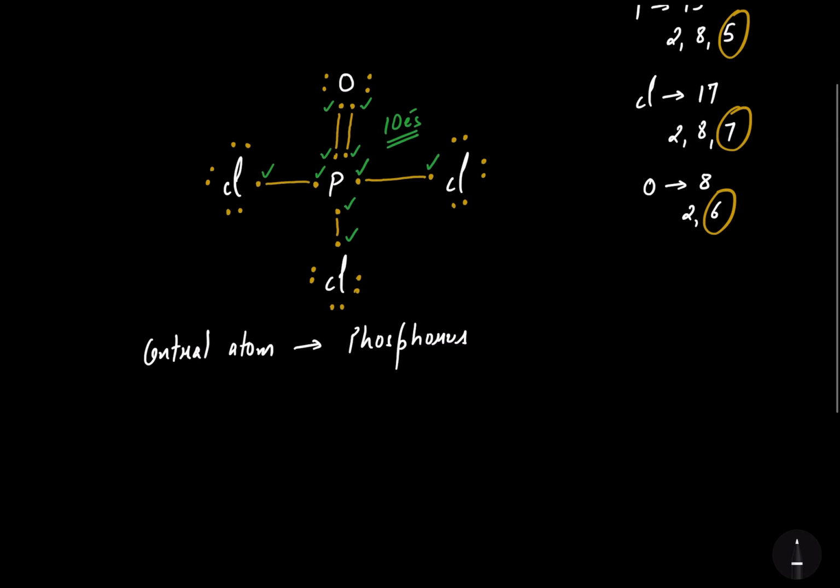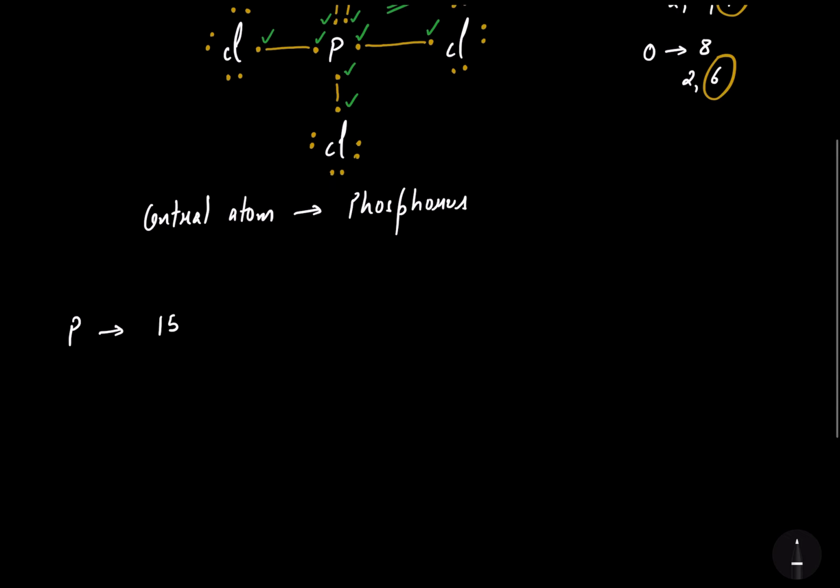So let's talk about the phosphorus. What's the atomic number of phosphorus? It's 15. What will be the electronic configuration of phosphorus in terms of subshells and orbitals? That will be 3s2 3p3. It's a valence shell electronic configuration. Now it's the third valence shell.